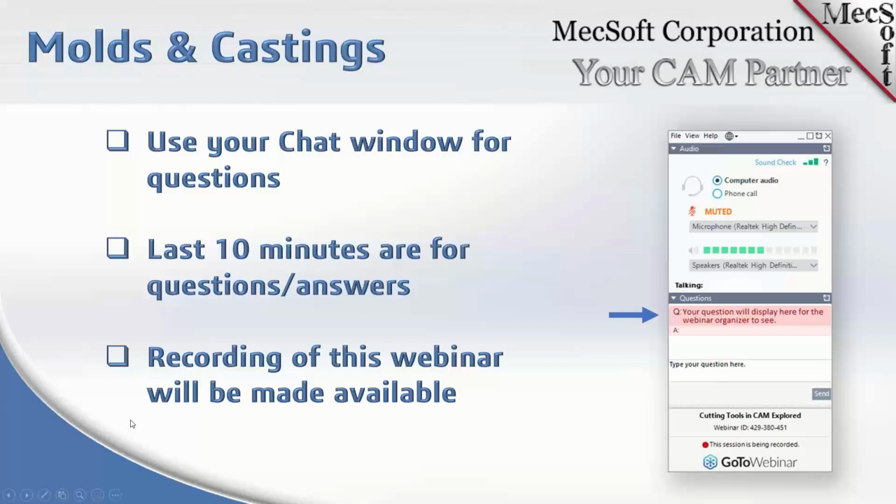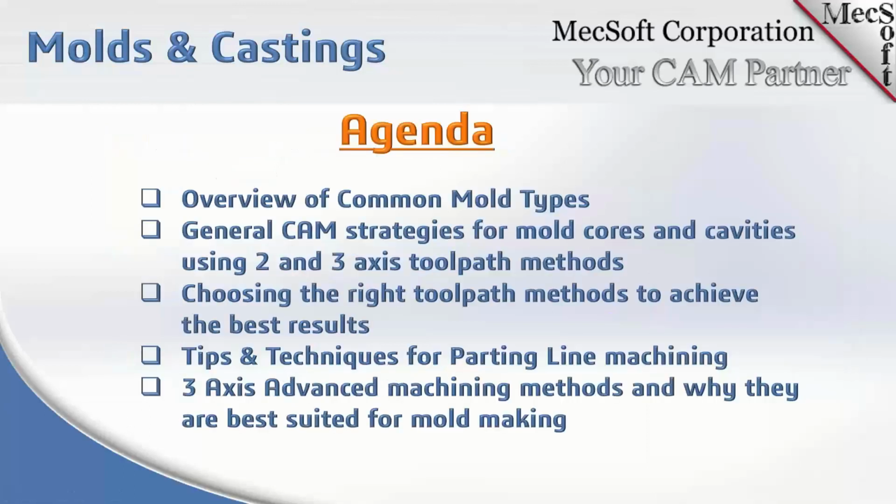As far as the agenda today, we're going to be starting with an overview of common mold types, the different types of molds that people use in the industry, the different types of molds that we can machine in our product, as well as the mold type that our customers are generally machining. We're going to be talking about general CAM strategies for creating these mold cores and cavities using the 2- and 3-axis toolpath methods in our system.